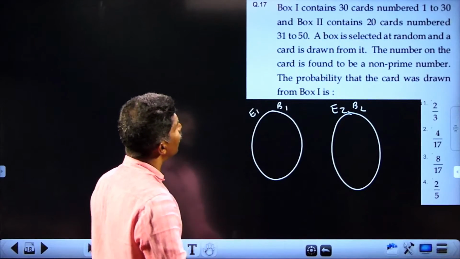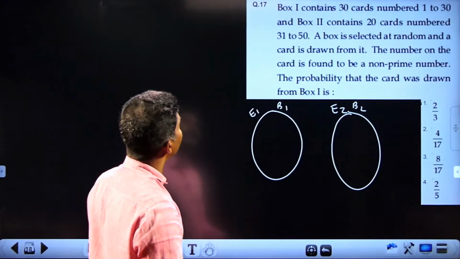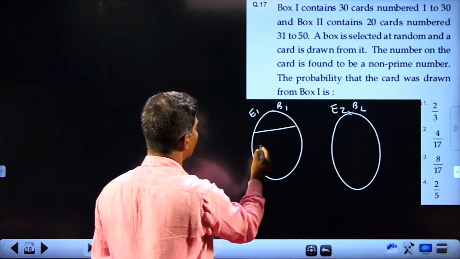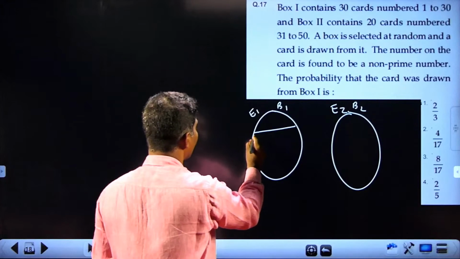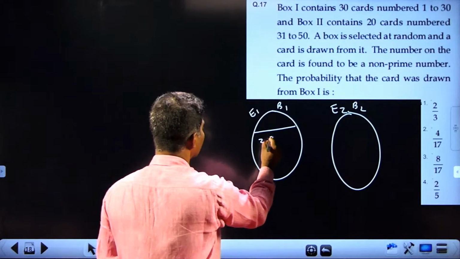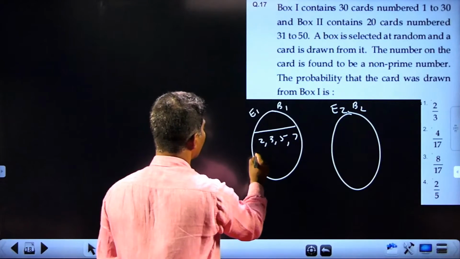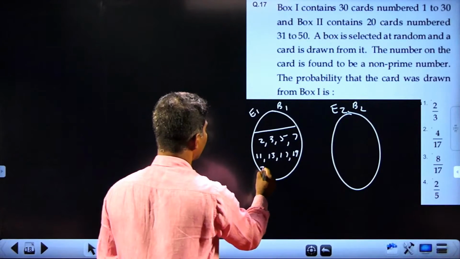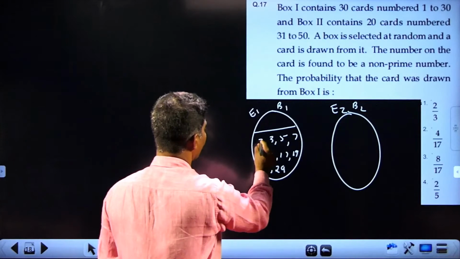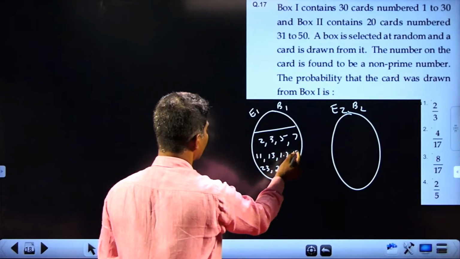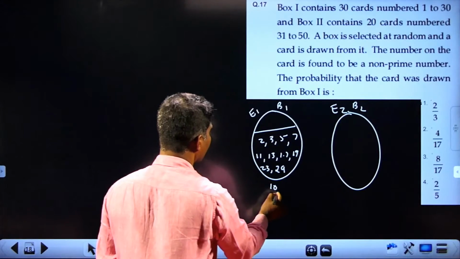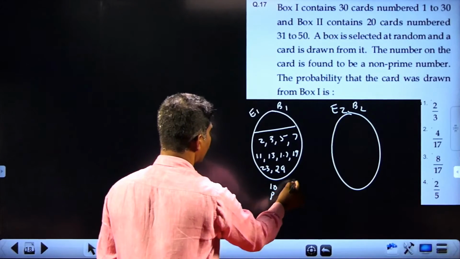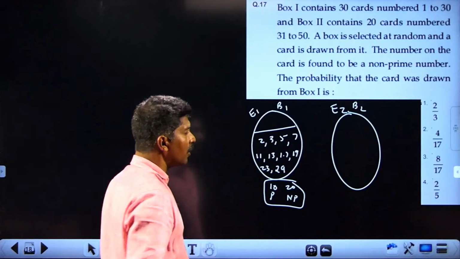So, in box 1, numbered from 1 to 30, you have to segregate it as prime and non-prime. What are the prime numbers from 1 to 30? So, 2 is there, 3, 5, 7, 11, 13, 17, 19, 23, 29. 1, 2, 3, 4, 5, 6, 7, 8, 9, 10. There are 10 prime numbers and 20 non-prime numbers.